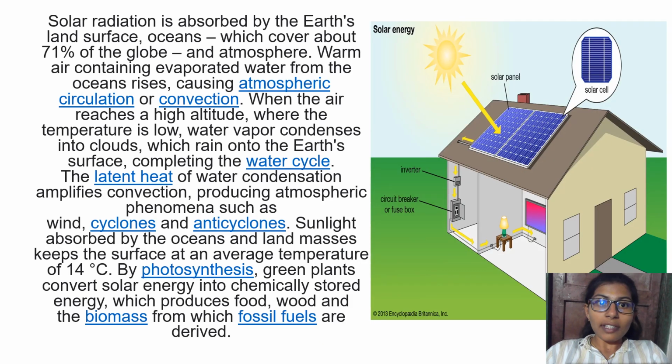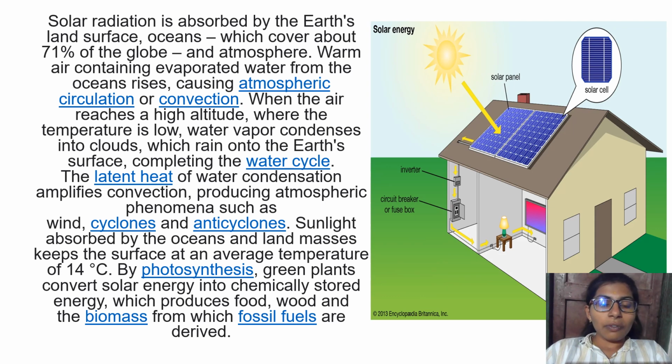Solar radiation is absorbed by the Earth's land surface, oceans, which cover about 71% of the globe, and atmosphere. Warm air containing evaporated water from the oceans rises, causing atmospheric circulation or convection. When the air reaches a high altitude where the temperature is low, water vapor condenses into clouds, which rain onto the Earth's surface, completing the water cycle.